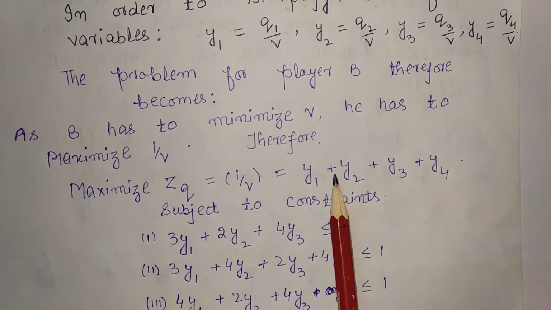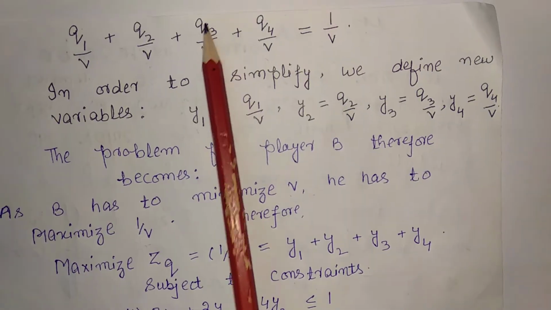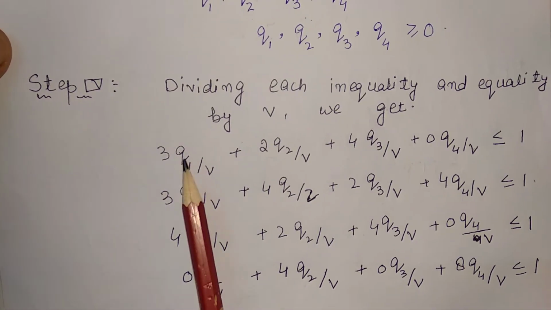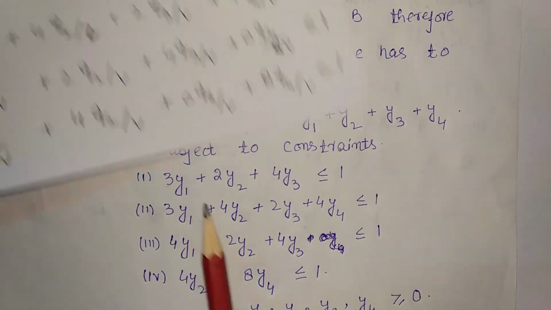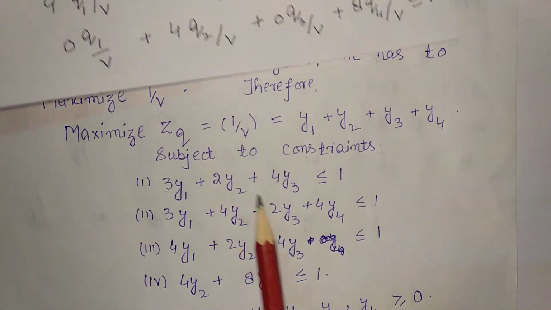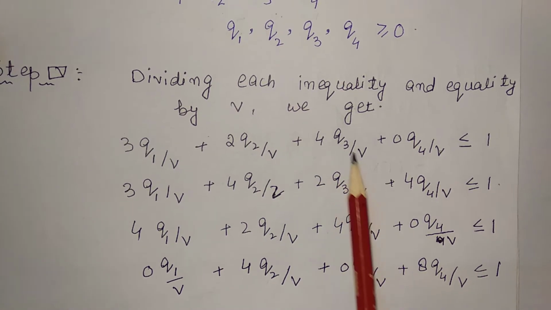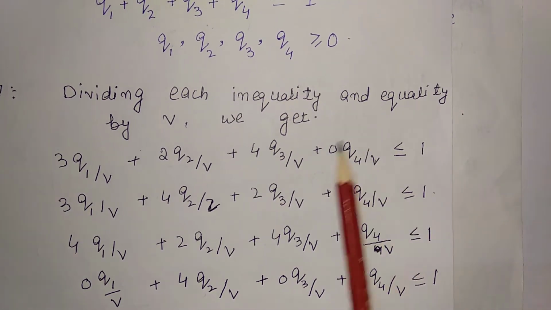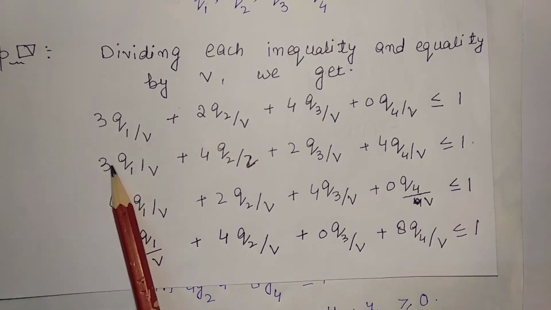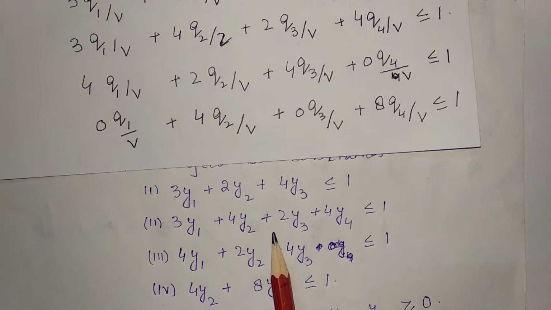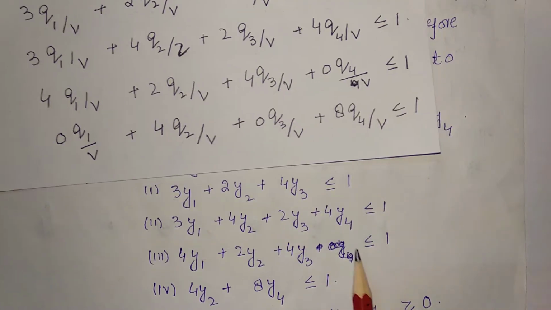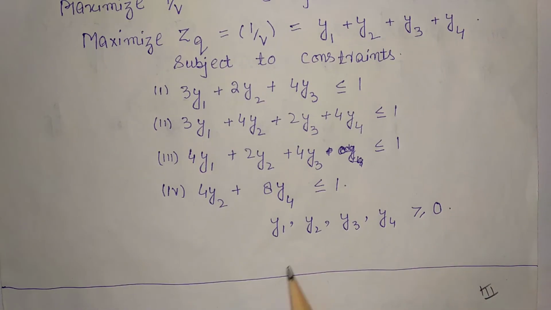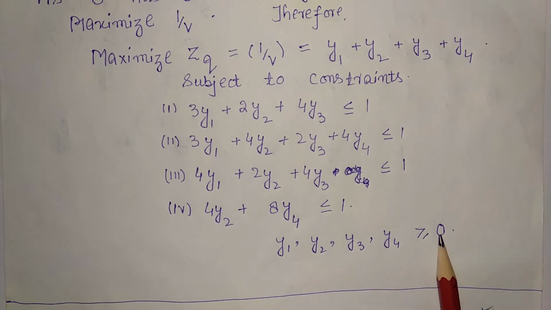As we know, 1 by V is equal to Y1 plus Y2 plus Y3 plus Y4, since Q1 by V is Y1, Q2 by V is Y2, Q3 by V is Y3 and so on. And the constraints become 3Q1 by V is Y1, so 3Y1 plus 2Y2 plus 4Y3 less than or equal to 1. The 0Q4 by V term I will not write. Similarly, the second becomes 3Y1 plus 4Y2 plus 2Y3 plus 4Y4 less than or equal to 1. Similarly, these two constraints I will write here. And Y1, Y2, Y3, Y4 are all greater than or equal to 0.